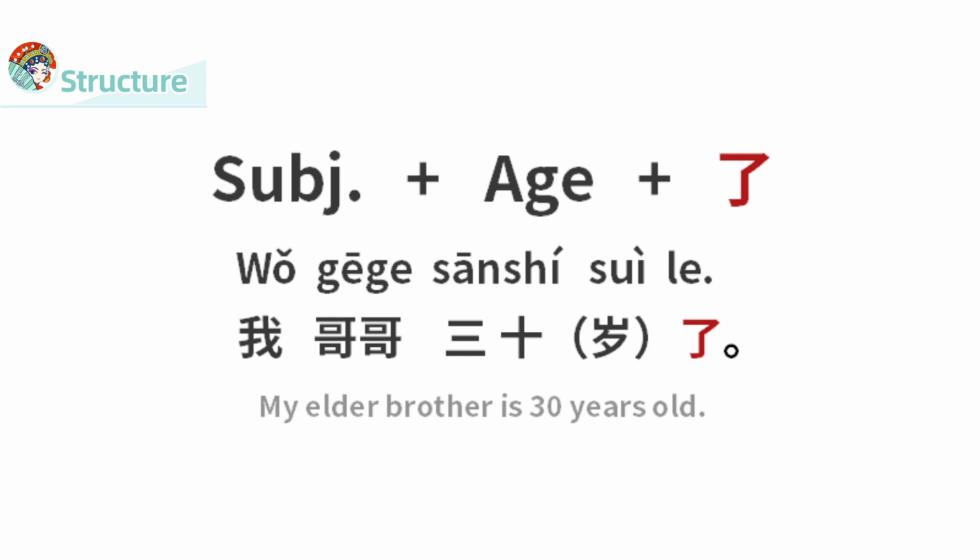My elder brother is 30 years old. 我哥哥 is the subject. 30 is the age. So add 了 and you can know the age of your elder brother is changed into 30 years old.